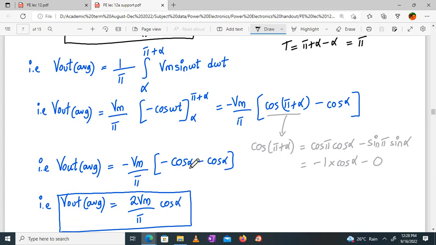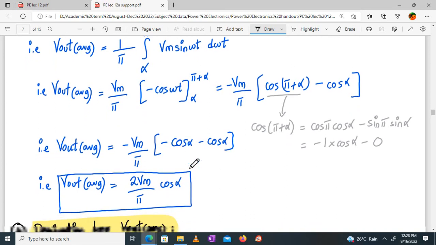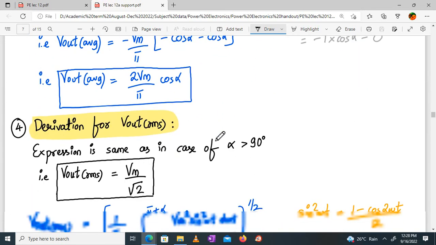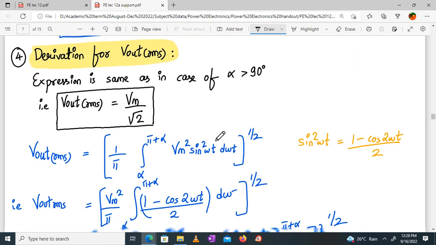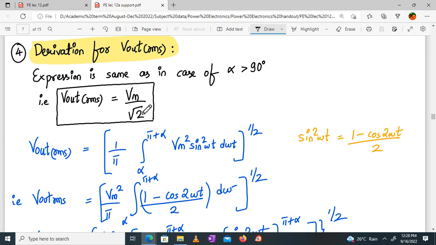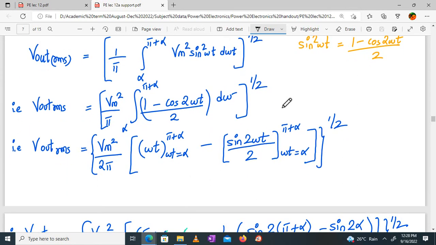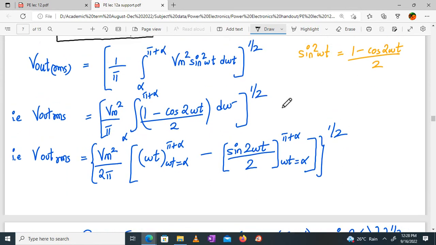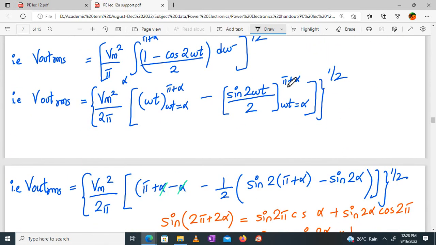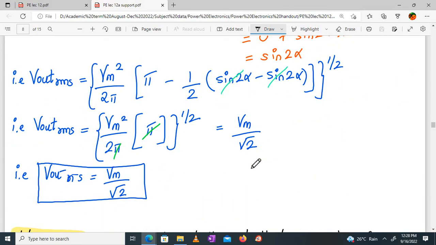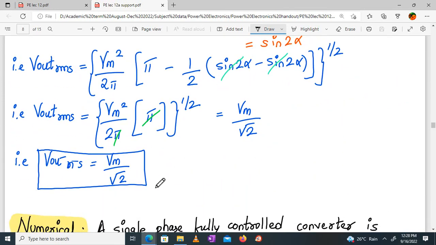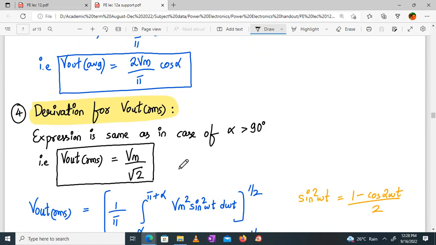I hope I can skip explaining that derivation part. You can manage on your own. Okay, so you have written the final formula: V out RMS is Vm by root 2. In the exam, if they ask for the derivation, do it this way. Look, alpha to pi plus alpha. It takes four or five steps, and after all this you get Vm by root 2. Very, very important derivations.